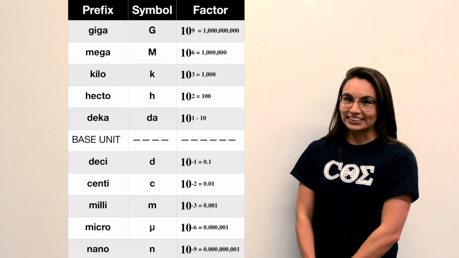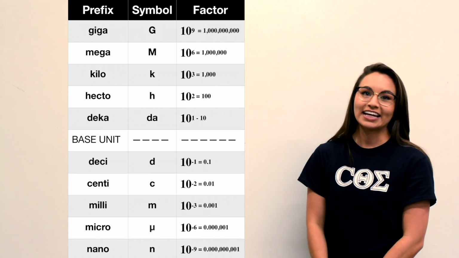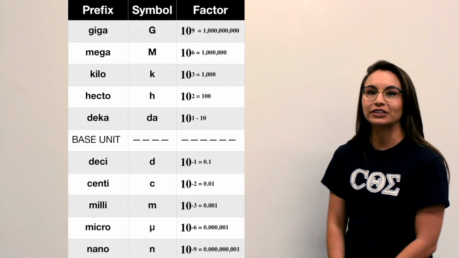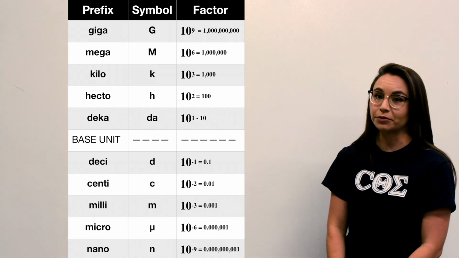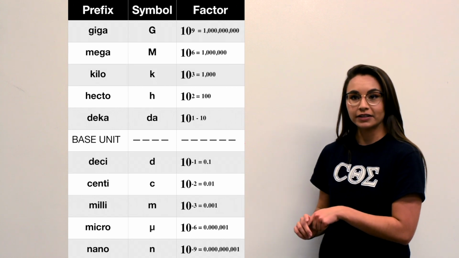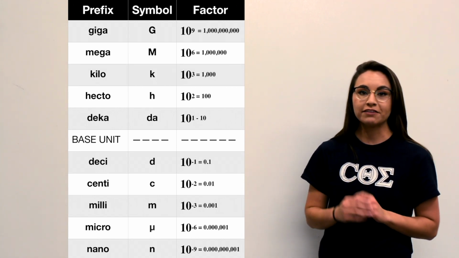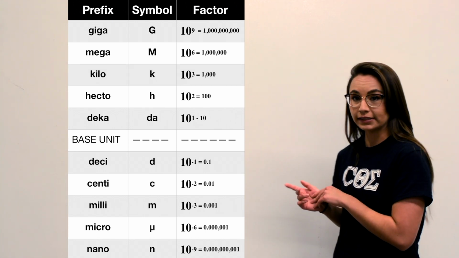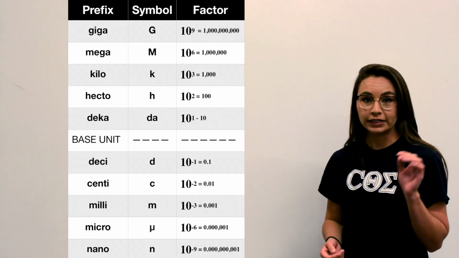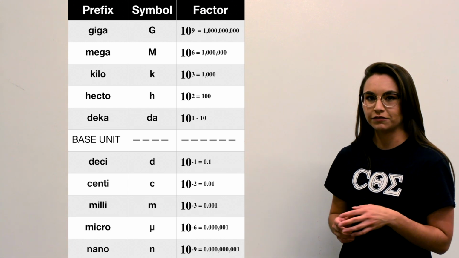You start with a base unit, which is usually hertz. Then you have a prefix that is attached to it, and that will tell you how big or how small the number is. So with this chart, memorize it. We have giga, which is 10 to the 9th. Then we have mega, which is 10 to the 6th. And then kilo, 10 to the 3rd. We are going to skip hecto and deca because we don't really use it in physics.